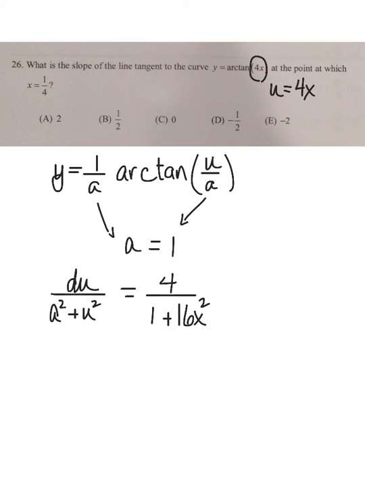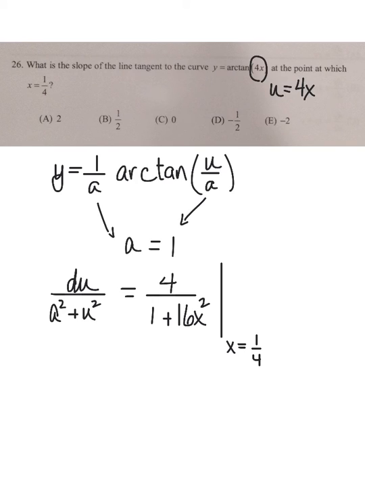So let me just go through this again. Du, well, if my u is 4x, then du will be the derivative of that, and that's where that 4 came from. A squared, here's my a. Square that, I get 1. U squared, here's my u, square that, and I get this. Okay, now, what they want, though, is they want you to take that, and they want you to evaluate this at x equals 1/4.